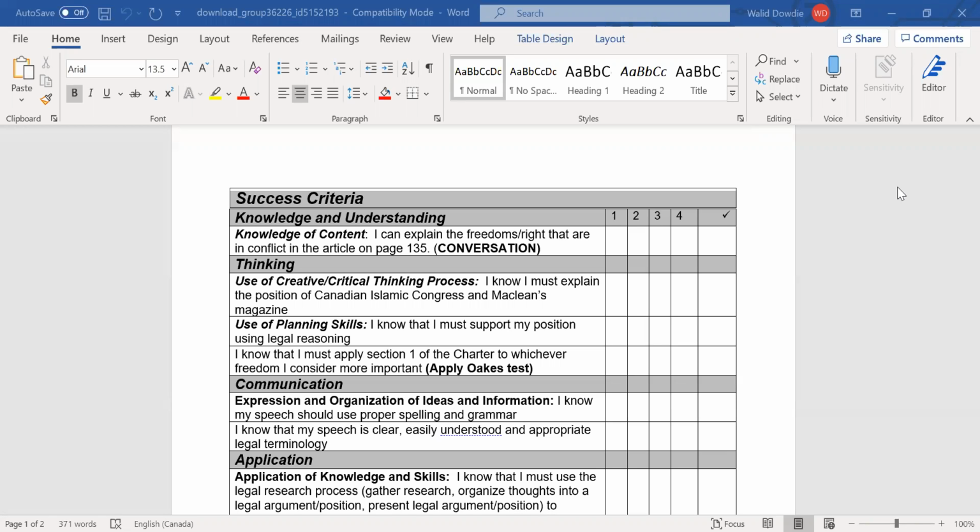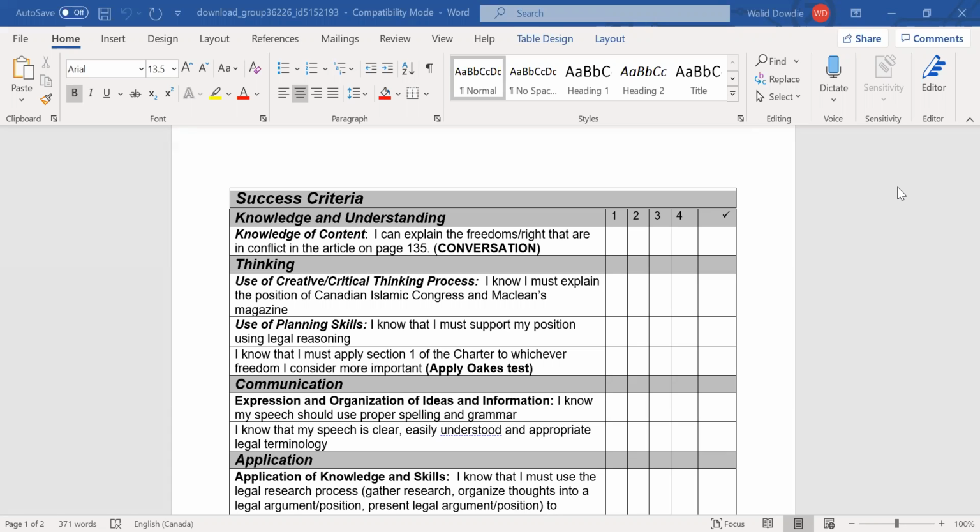I know that I must support my position using legal reasoning, which means you're going to base your reasoning upon an examination of the fundamental freedom or the human rights that it says it's in violation of, and we'll talk more about it in the success criteria breakdown.